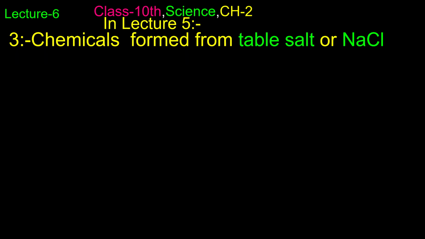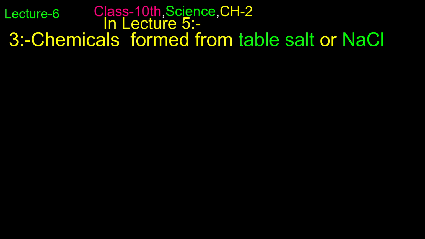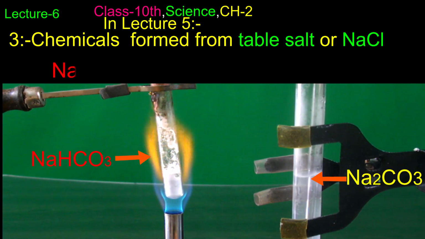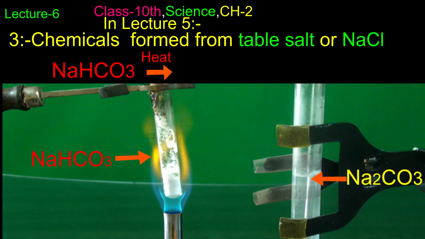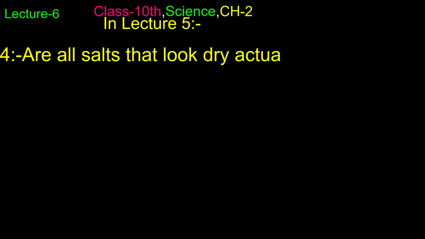The next compound we can prepare from NaCl, the fourth one, is sodium carbonate, or washing soda. That can be prepared by heating sodium bicarbonate. The reaction is NaHCO3, on heating, gives Na2CO3. After that, we studied whether all salts that look dry are actually dry.